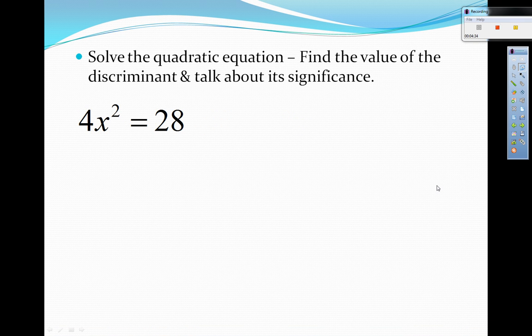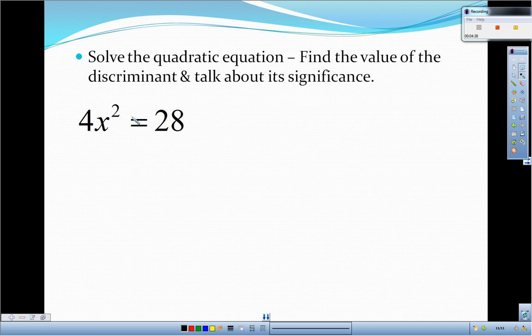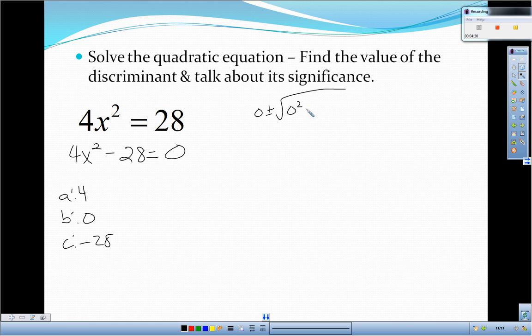4x squared equals 28. So again, this is not set equal to 0, so I'm going to move the positive 28 over, and that gives me negative 28. a is 4. I don't have a value for b, so that's 0, and the value for c is negative 28. Using the quadratic formula, I'm going to have 0 plus or minus the square root of 0 squared minus 4 times 4 times negative 28 all over 2 times 4. I don't need that 0 plus or minus, so I'm just going to put plus or minus, and if I plug what's underneath the radical in my calculator, it gives me 448.